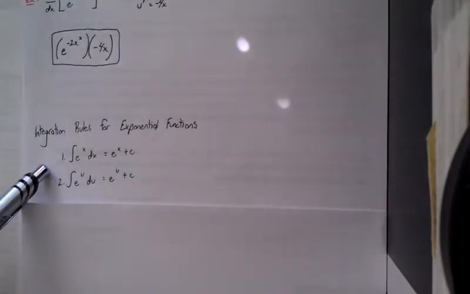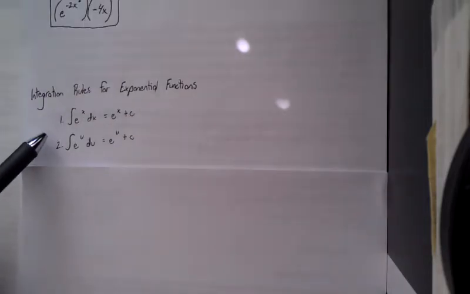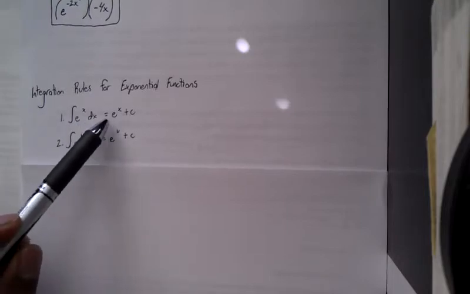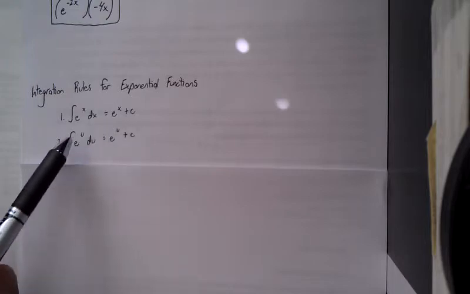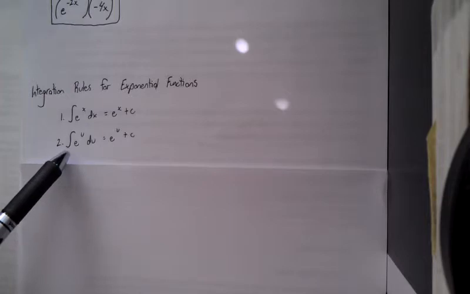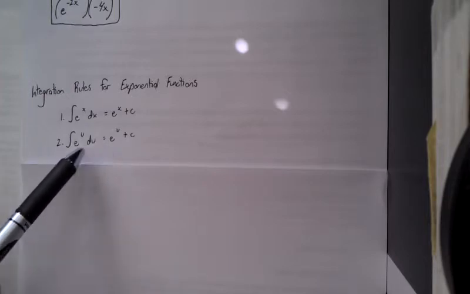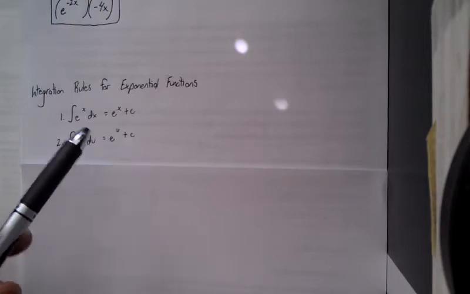Integration, it's also pretty simple. There's once again just two rules. If you take the integral of e to the x dx, then you get e to the x plus c. That plus c is just there because we don't have defined limits. The second rule, e to the u du. If you take the integral of that, then you get e to the u plus c.